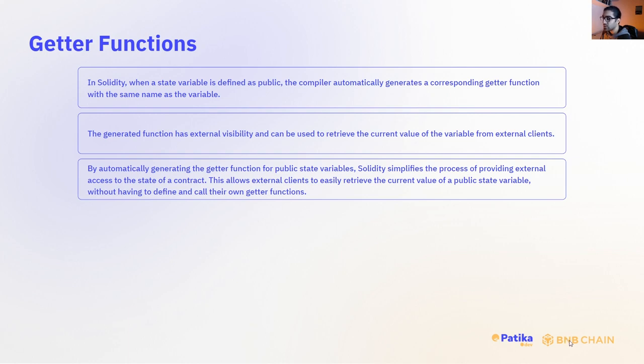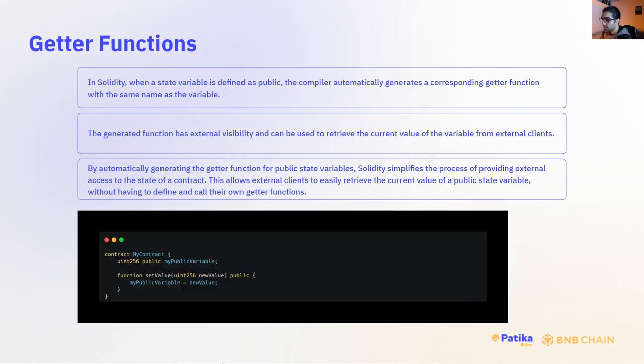This allows external clients to easily retrieve the current value of a specific state variable without having to define and call their own getter function. Here, for example, for my public variable, this is our set value function, and there will also be a getter function for this created automatically by Solidity. So let us have some examples on the editor together.